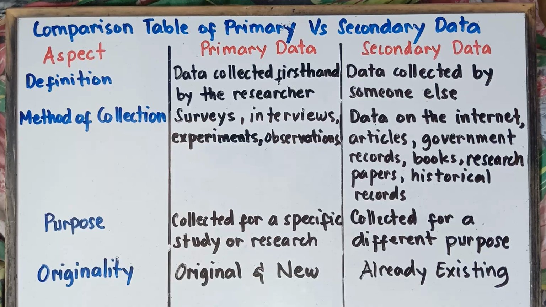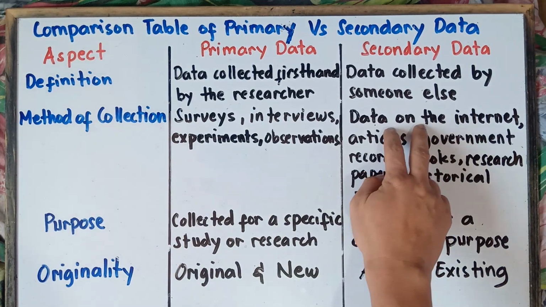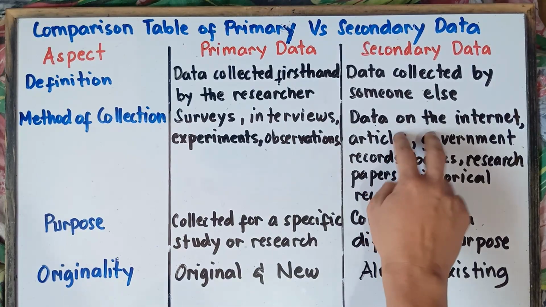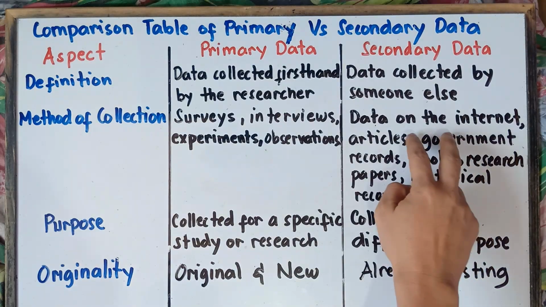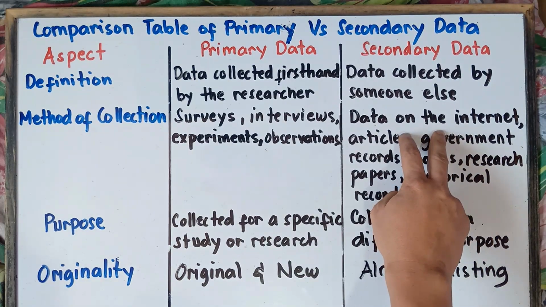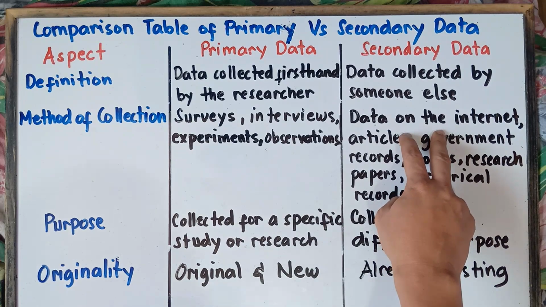Now, how will you collect secondary data? To collect secondary data, you can find those data on the internet. Now, the question is, why do we consider data on the internet as secondary data? We consider this data on the internet as secondary data because it has already been published, it has already been collected by someone else.